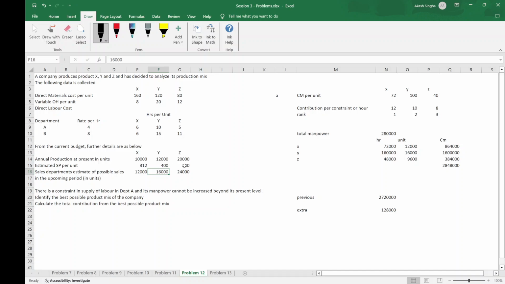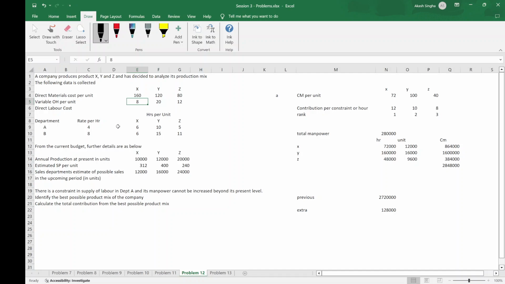312, 400, 400, 240 is the estimated selling price and the sales department's estimate of possible sales in the upcoming periods. Now we have to first calculate contribution margin per unit, which is selling price per unit minus variable cost for X. So what is the variable cost? 160 is the material cost. Variable overhead is 8. So 168.